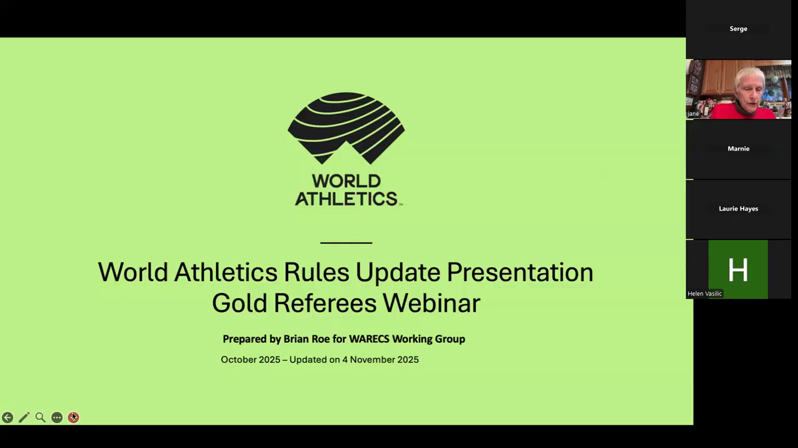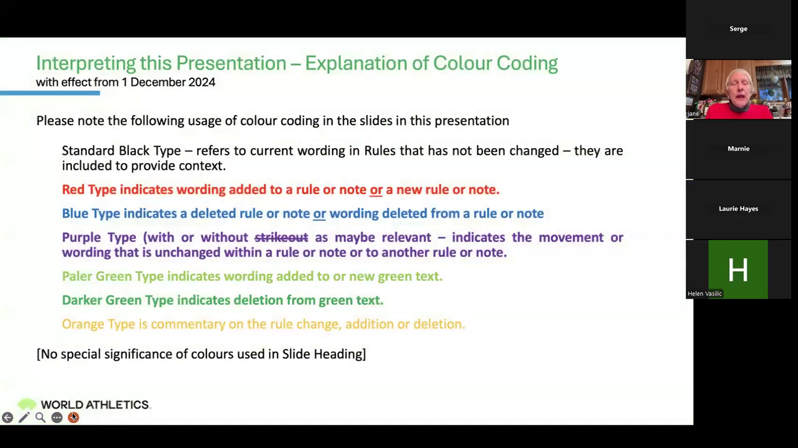Okay, great. Here we go. Now, interpreting the slides, this is just a little bit of a key for you. The black type or font will be what the current rule says. The red type is added wording or new rule. The blue type indicates a deleted part of the rule. Purple means the rule is still there, it just changed locations in the rule book.